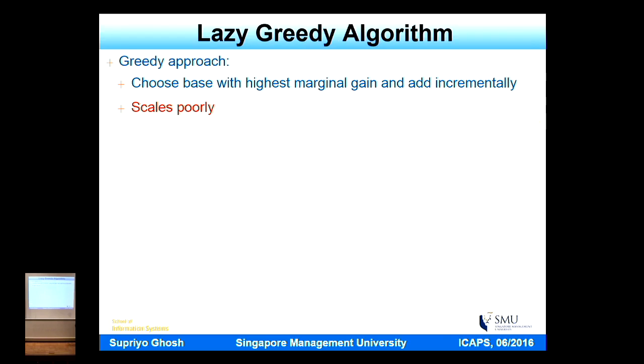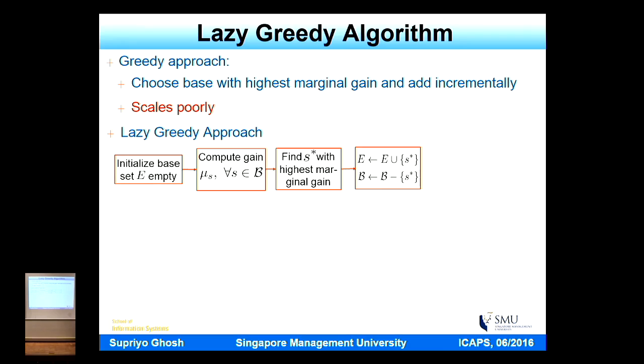But the greedy algorithm scales very poorly when you increase the number of bases. So we took an accelerated version of the greedy called the lazy greedy approach. In the lazy greedy approach, the first iteration is exactly the same as the greedy. So we compute the marginal gain for each of the bases, and we keep track of all those utilities, and we say that these utilities are the upper bound for the next iteration. And then we take the best base and add it to the resulting base set.